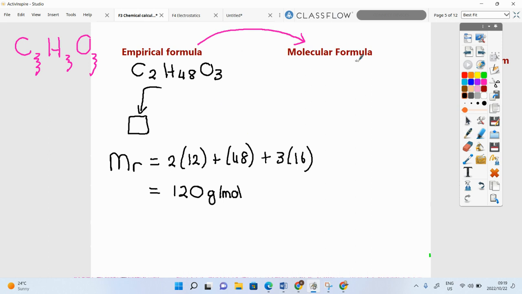Okay, but now in the molecule, I might have more of these. So what they're going to say to you in the next question is that the mass of the molecule, the molecular mass, is 480 grams per mole.